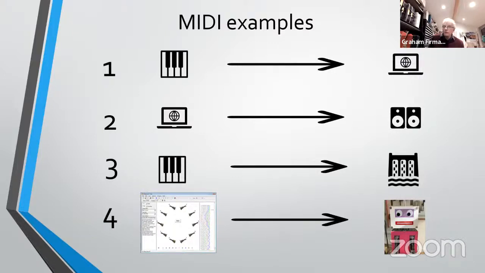And of course, number four, here we have Able on the left-hand side, sending the messages out to the robots, telling them when to ring.